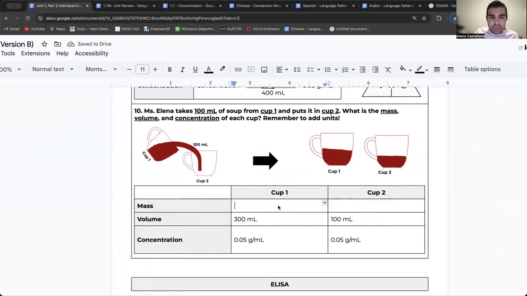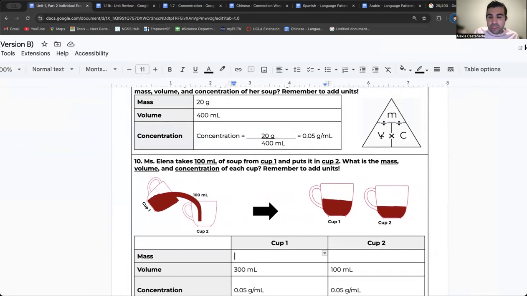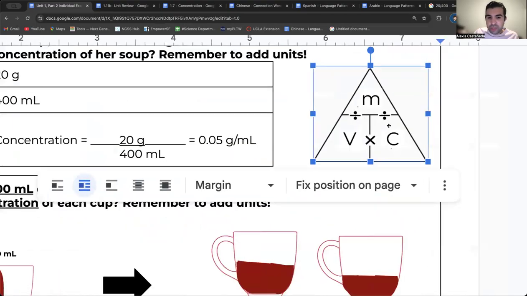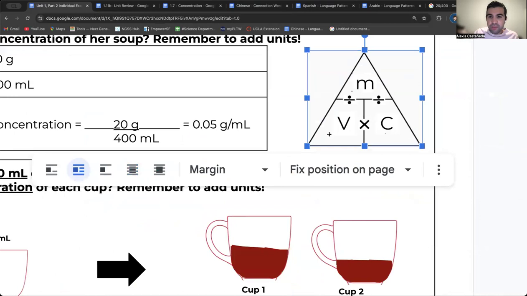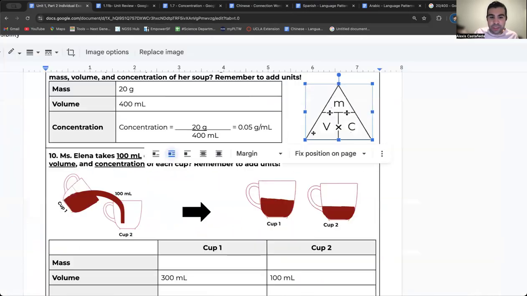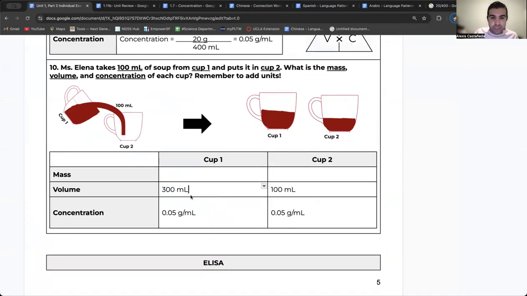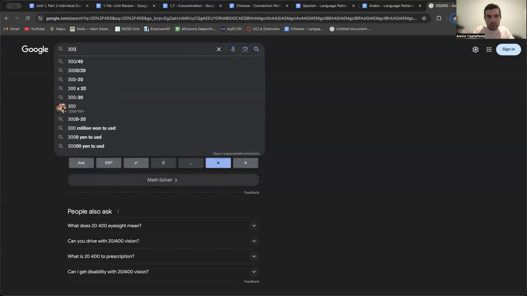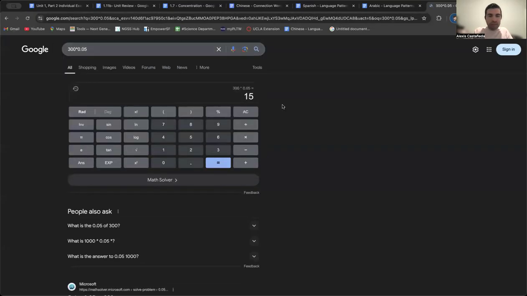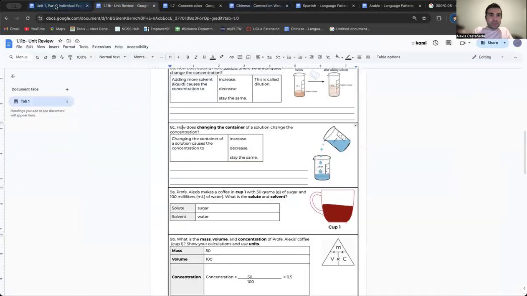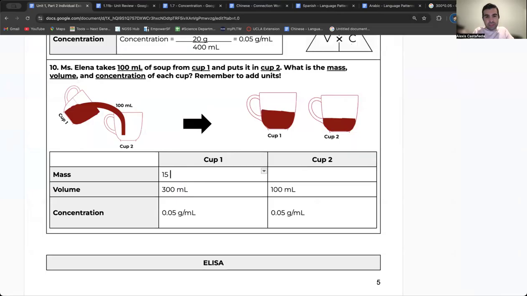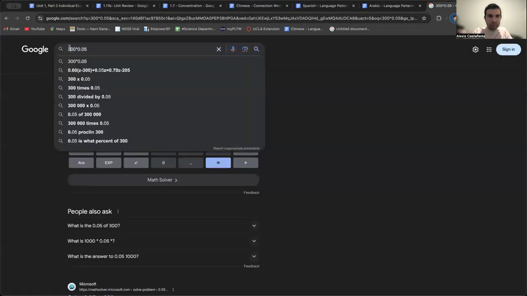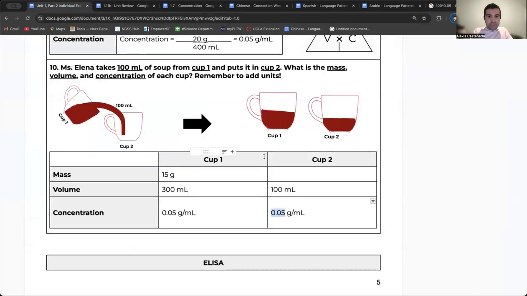To find the mass then, how much salt is in each cup? Well, we can use this equation. We can go back to our concentration triangle again. So we're trying to calculate the mass now. So you cover the letter M, and you have volume times concentration. You multiply these two. In this case, our volume is 300 milliliters, and our concentration is 0.05. So 300 milliliters times 0.05 leaves us with 15. So that means that we have 15 grams of salt in cup 1. In the second one, volume is 100 milliliters, concentration is 0.05. So 100 times 0.05 gives us 5. So here we have 5 grams.